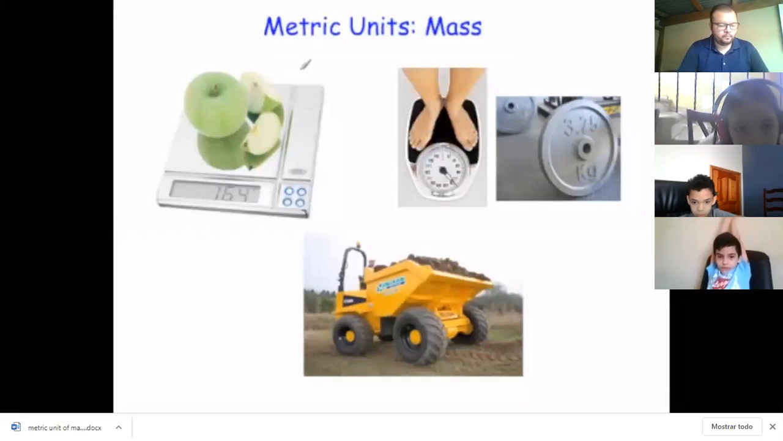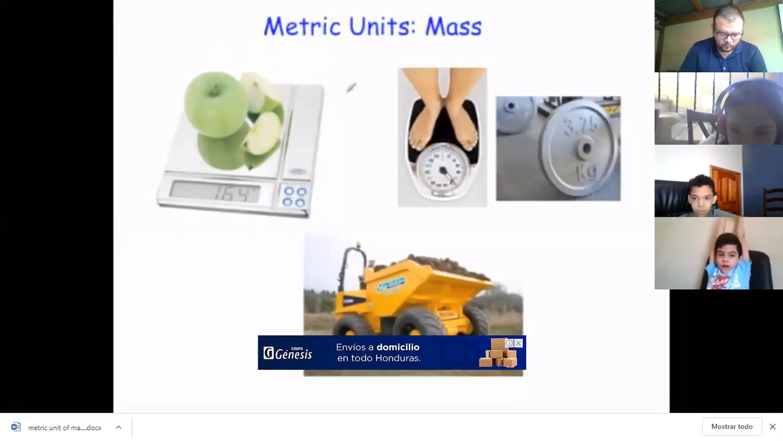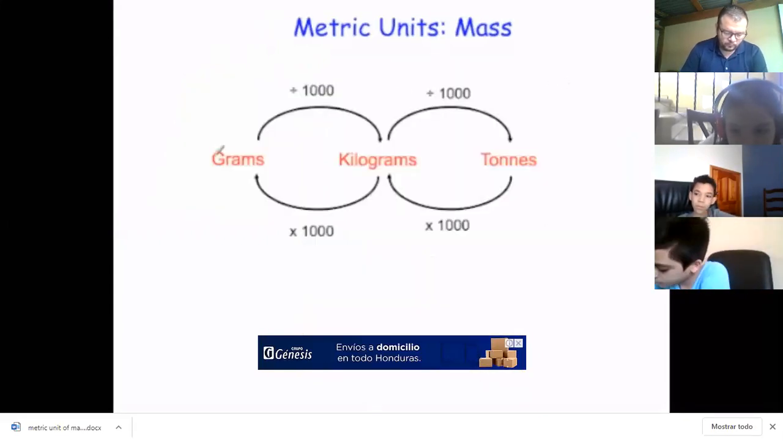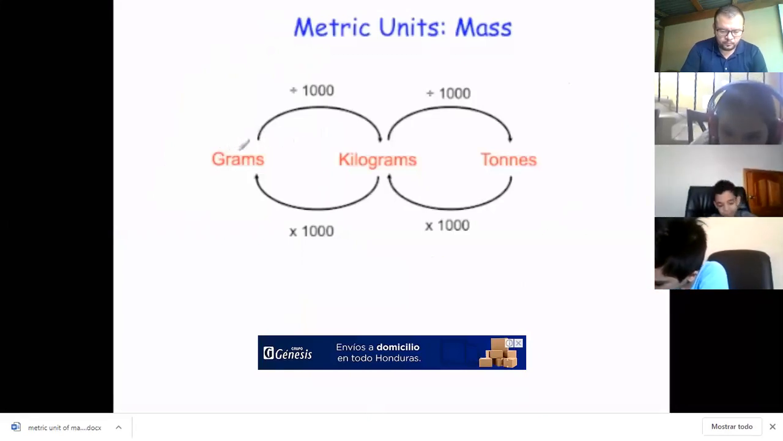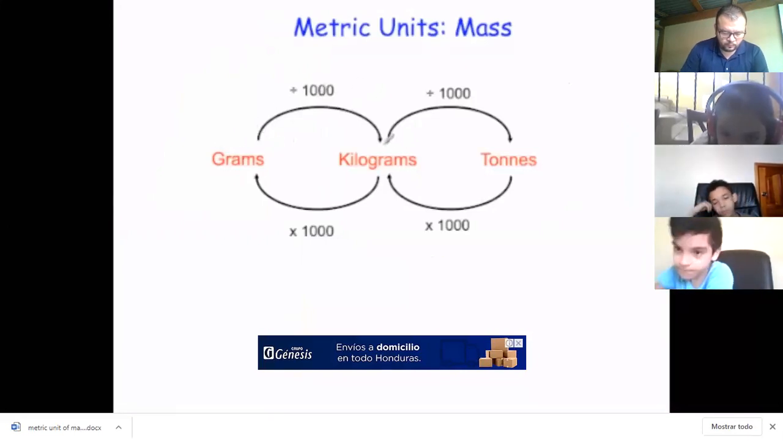In this video, we're going to look at how to convert between different metric units for mass, such as grams, kilograms, and tons. So, to go from grams to kilograms, you divide by 1,000. For instance, 1,000 grams is 1 kilogram.